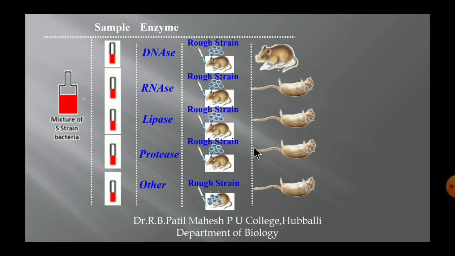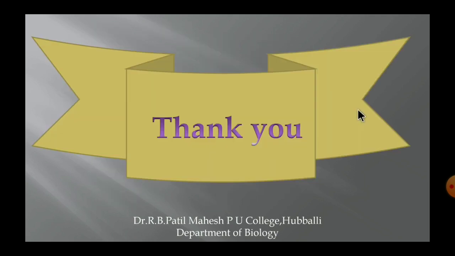So in these experiments, they came to the conclusion that DNA is the transforming principle, and it acts as the genetic material. This completes the two experiments on the search for genetic material. One is Griffith's experiment on the transforming principle. The second one is the biochemical characterization of the transforming principle.